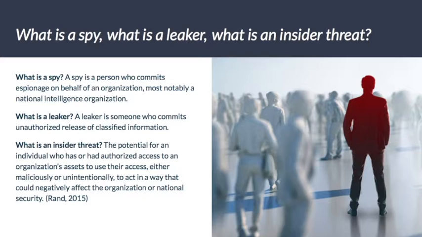What is a leaker? A leaker is someone who commits unauthorized release of classified information. The fact that classified information is released to the public by unauthorized means does not mean that this information is now declassified. The information is still considered to be classified and remains so until declassified by someone with the authority to do so. An insider threat.